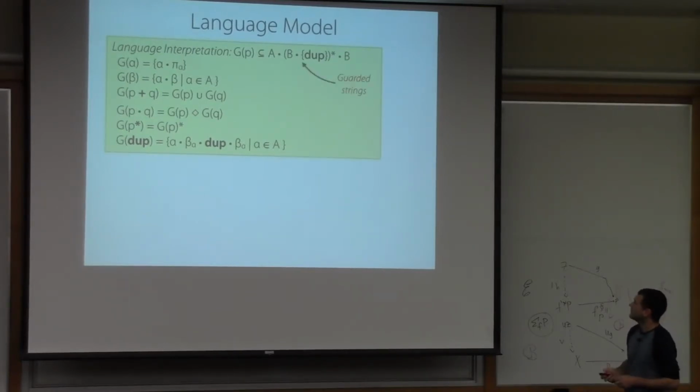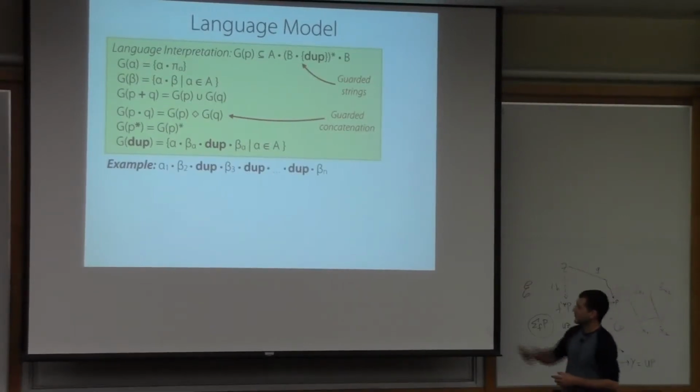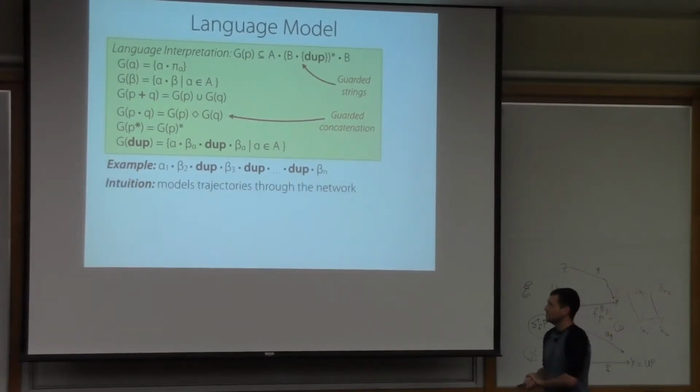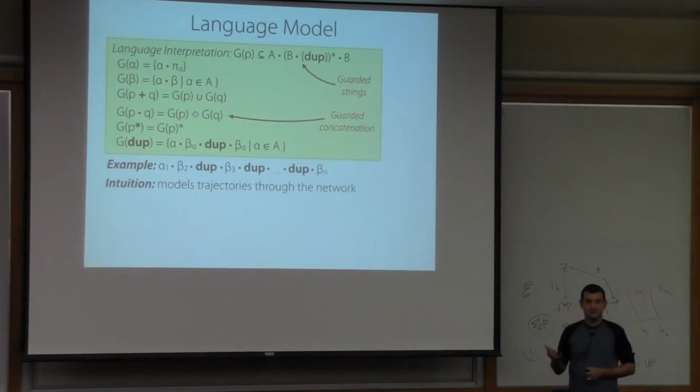And I'll call these guarded strings. So for example, this would be one guarded string: complete test alpha 1, followed by beta 2 through beta n, separated by dups. And the intuition is this kind of models the trajectory that a packet might take through the network.